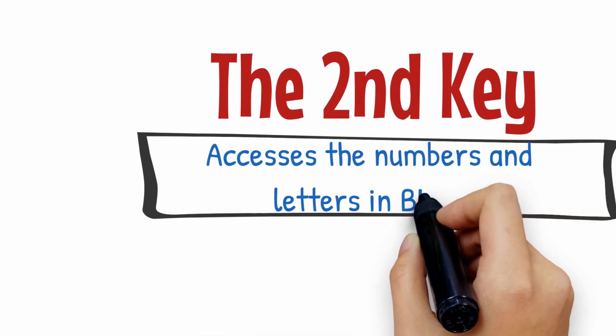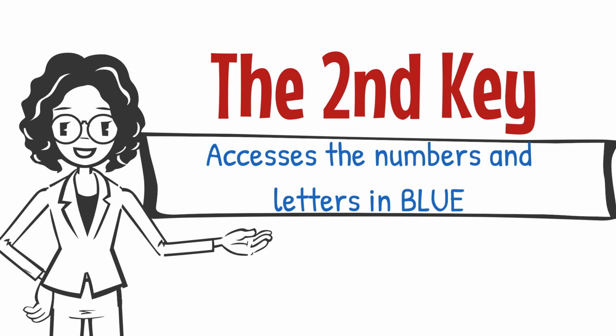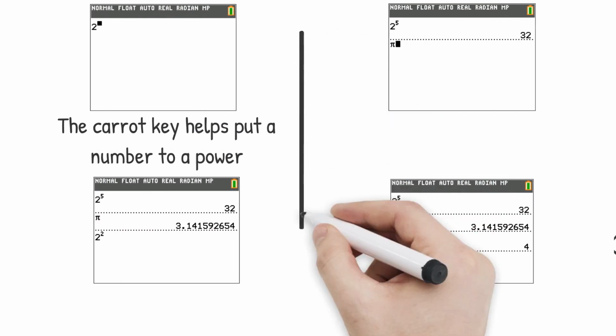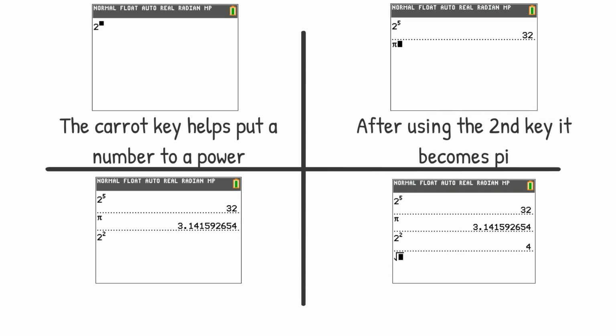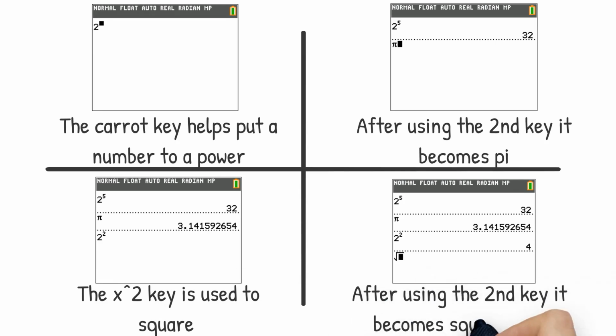The second key is located on the top left-hand corner of your calculator and is the only blue key. The second key lets you access the numbers or letters that are in blue on top of the keys on your calculator. For example, looking at the caret key, which is used to input exponents usually. Hit second and then the caret key and you get the symbol for pi. Another example would be the x squared key, which is found on the left side of your calculator. Hit it without using second and you can square something. But hit second and then the x squared key and the square root is what shows up.